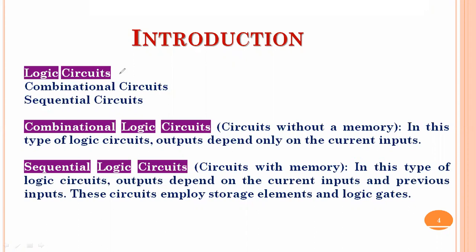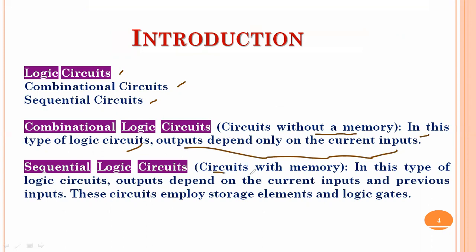The logical circuits are basically of two types: combinational and sequential circuits. Combinational logic circuits are without memory. All the gates and circuits that we have discussed till now are combinational circuits. In this type of logical circuit, output depends only upon the current inputs. Till the time we have the current input, we are getting the results. As soon as we switch off the circuit, all the data will be gone.